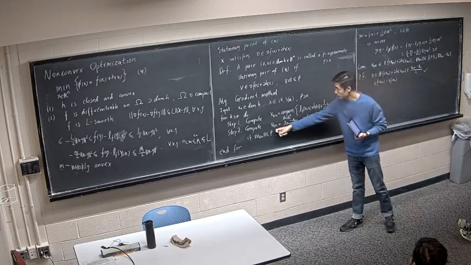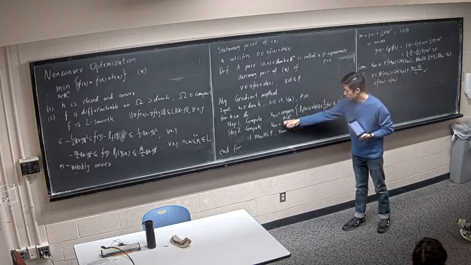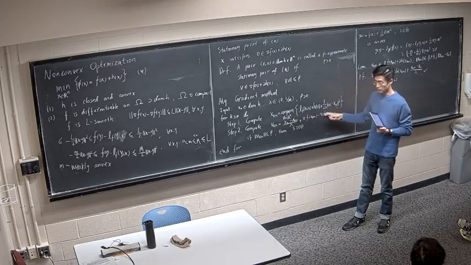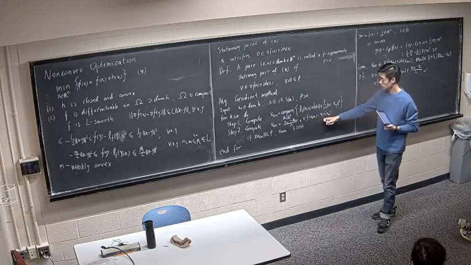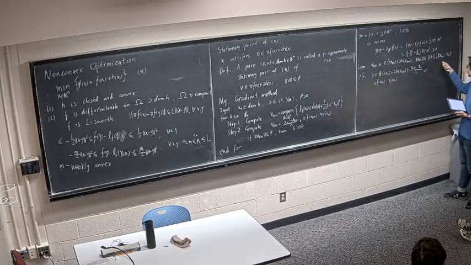Take the norm of V, the triangle inequality, you have this norm plus this norm, and the second one, we use the L smoothness. So now you can upper bound this V by the point difference, right?